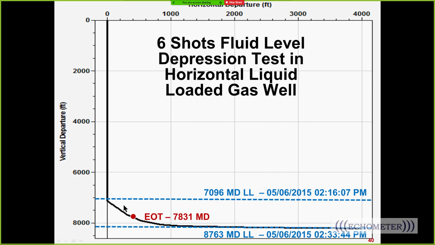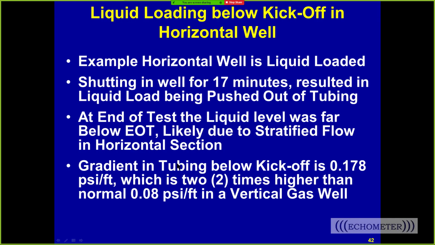It's also important to realize that the liquid can accumulate more liquid in the well when the tubing's not vertical, because the liquid load pressure rests on the side of the tubing. And that's what this says. You know, it took 17 minutes to push liquid out. There's 2 times more liquid than it would have been if it was a vertical well, based on the gradient of being twice the 0.08 psi per foot in a vertical well.